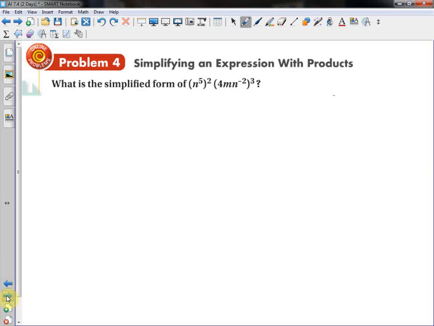So the first thing I want to do is get rid of the two exponents on the outside. So basically I want to do the distributive exponent property first. Okay. So the 2 is going to be times the 5, which is going to give me n to the 10th power. This 3 needs to go to all three pieces. See how we have a 4 and m and an n? So I'm going to have 4 to the 3rd power, m to the 3rd power, and n to the negative 6th power, right? Multiplication.